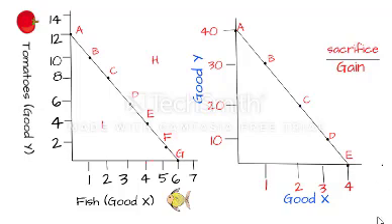So hopefully that was enough time. So the opportunity cost for good Y would be 1/10, because you're giving up 1/10 of good X to produce 1 of good Y. The opportunity cost for good X would be 10, because you're giving up 10 of good Y to produce just 1 of good X.